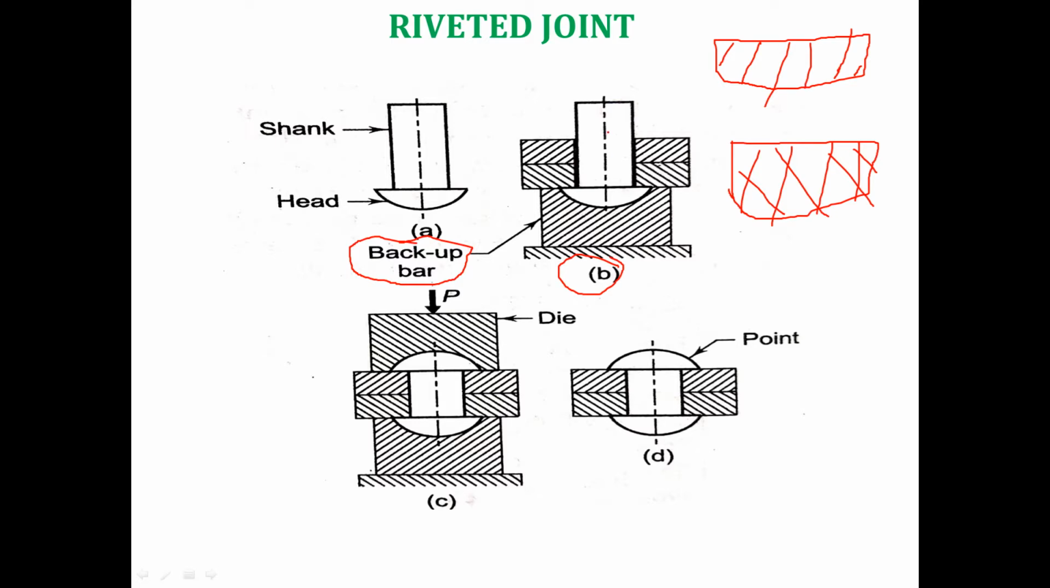How is it passing? Now, if you want to insert the rivet between these two metallic parts, you have to drill a hole within these two metallic parts, and the diameter of the hole will be exactly equal to the diameter of the shank portion. Yes or no? Yes, sir.